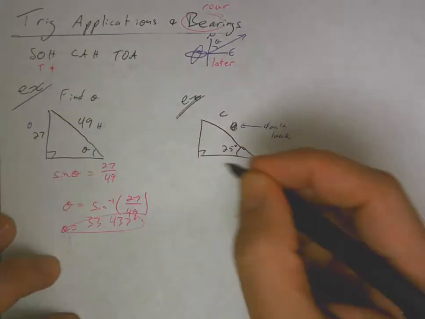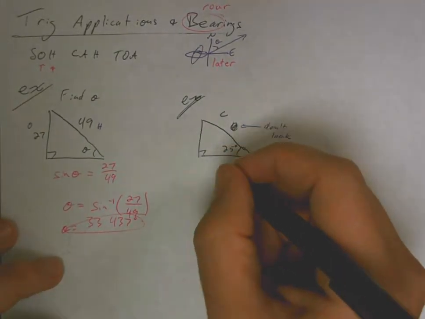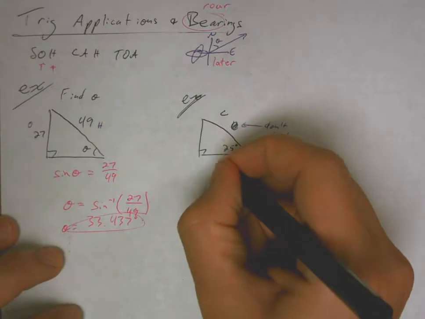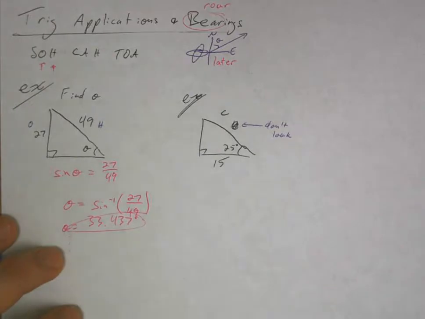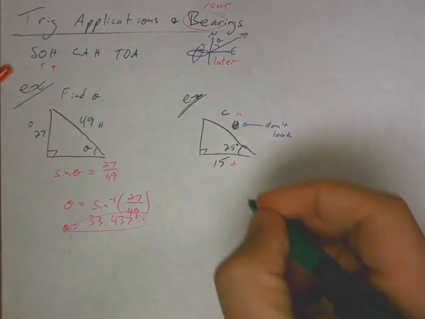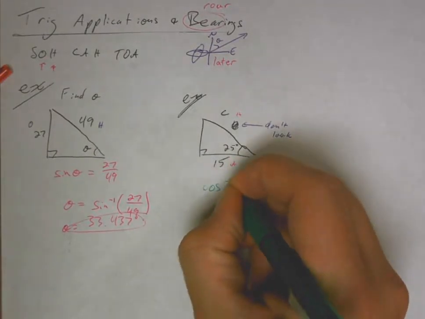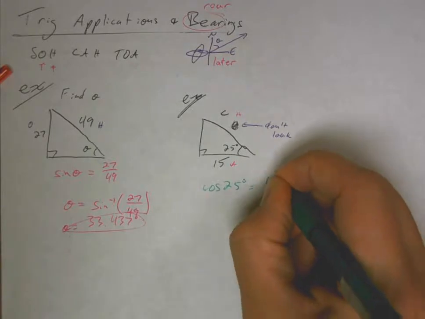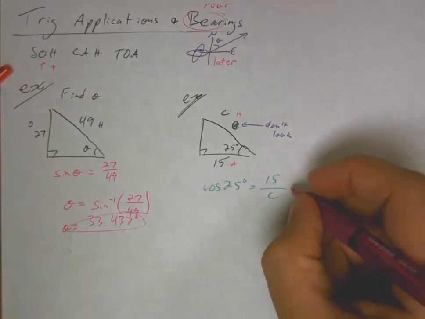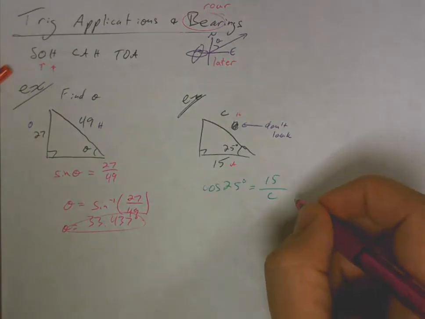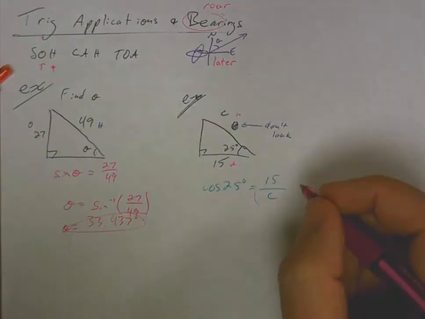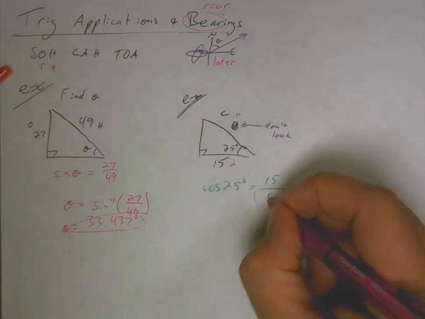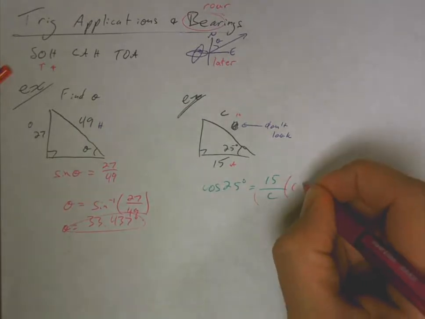These are both right triangles, just in case you're going to be technical with me. Say we make this 15 down here. Here I have the adjacent and the hypotenuse, so I can use cosine of my angle. Cosine 25 degrees equals adjacent over hypotenuse. I want to get rid of the C on the bottom, so I multiply by C.